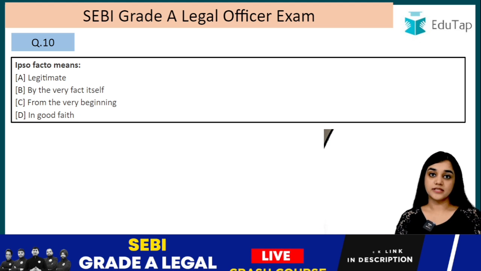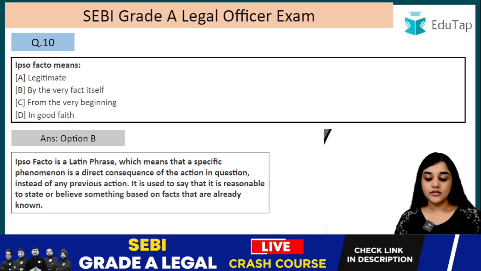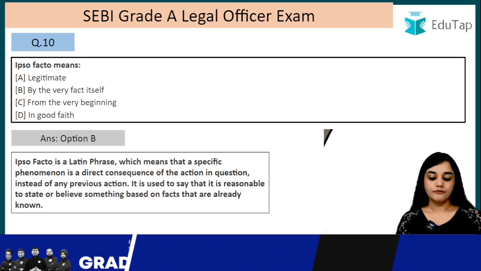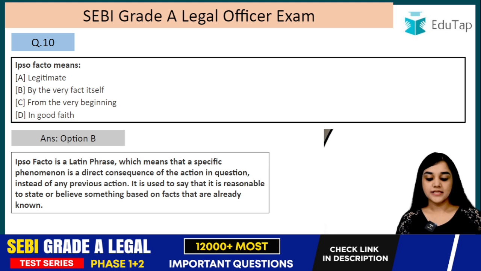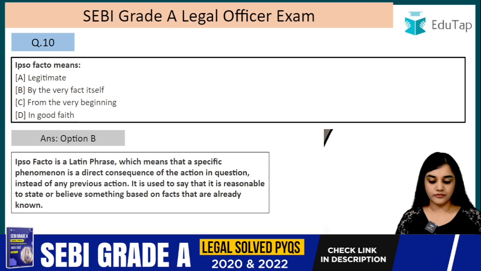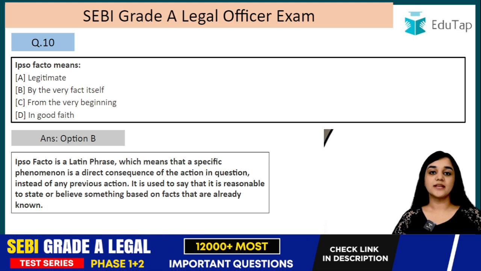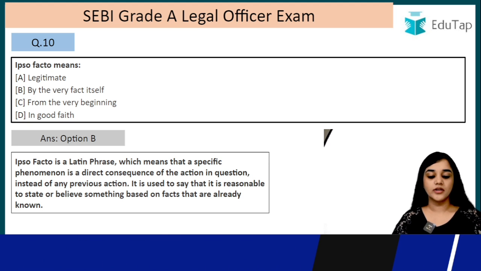Ipso facto is also very popular. So the answer is by the very fact itself, right? Ipso facto is a Latin phrase which means that a specific phenomenon is a direct consequence of the action in question instead of any previous action. It is used to say that it is reasonable to state or believe something based on the facts that are already known. So it is used to describe a situation where something is a natural consequence of another thing, or a direct consequence of that thing, right? So it is ipso facto. It means by the very fact itself. Question number 11.